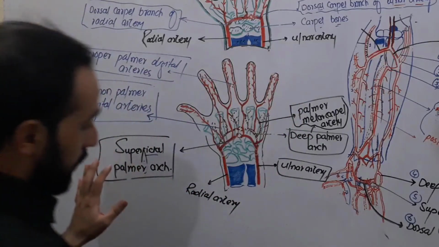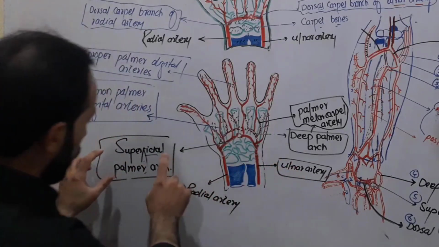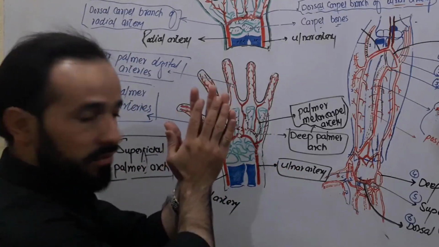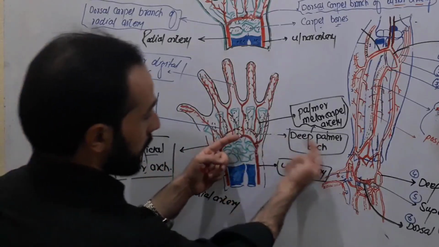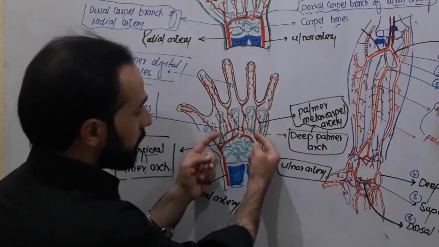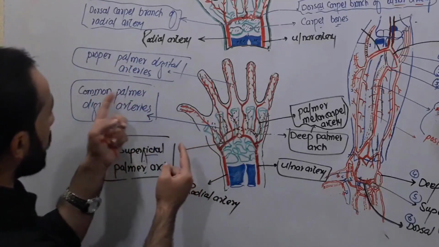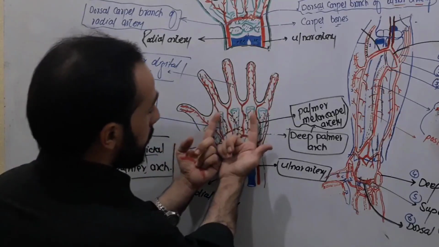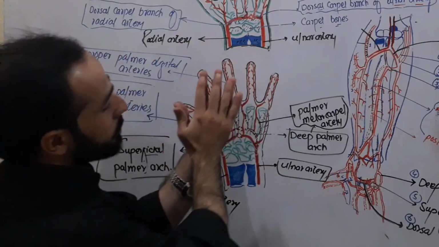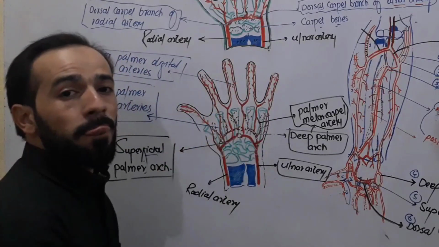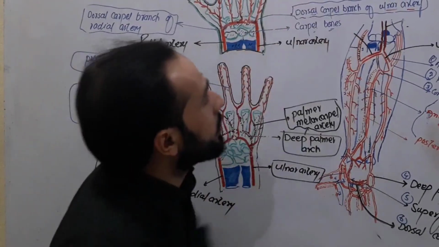So what we can say, let's collect our lecture. In the palmar surface of the hand, there are the radial artery and ulnar artery giving branches, which are the superficial arch and deep arch. From the deep arch there are palmar metacarpal arteries, and from the superficial arch there are common palmar digital arteries, and from common palmar digital arteries there are proper palmar digital arteries which go to the fingers and supply blood to the digits from the palmar surface. And from the dorsal surface there are dorsal digital arteries.